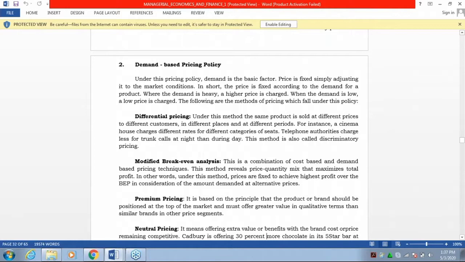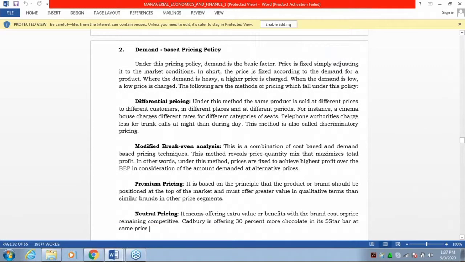Then we have some methods of pricing which fall under this policy. Differential pricing: under this method, the same product is sold at different prices to different customers in different places. Yes, it is very much possible. Compare a seller on the roadside with a shop you enter, where the owner also engages a sales boy or sales girl, and pays for security and for light. The price may not be the same, even though they got the products from the same place. Differential pricing. I think you can understand that.